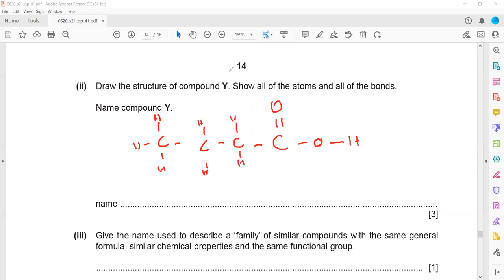What is the name of this compound? There are 4 carbon atoms, so it will be but. And because they have a single bond, it is an. And due to this functional group, C double bonded with O and OH, it will be oic acid. So it is butanoic acid.